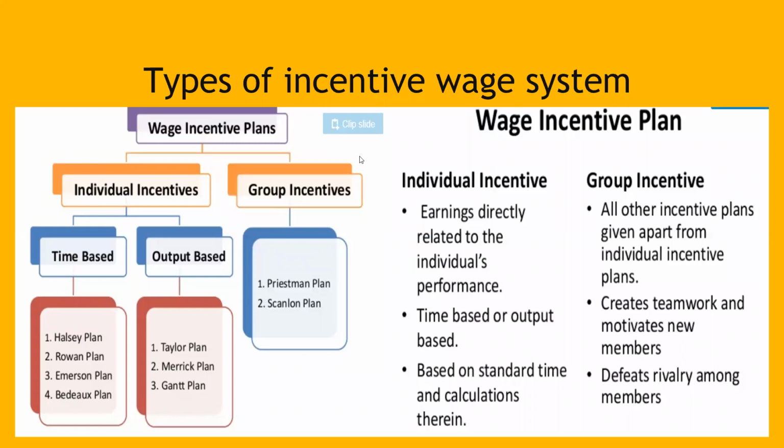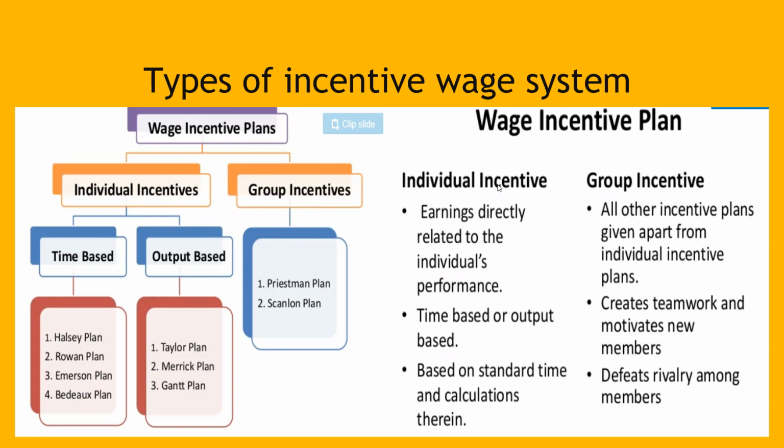Here you can see that wage incentive plans have been segregated into two broad categories. One is individual incentives, the other one is group incentives. Individual incentives is again classified as time-based and output-based. Time-based has Halsey plan, Rowan plan, Emerson plan, Widex plan. Output-based has Taylor plan, Merrick plan, and Gantt plan. Group incentives has Priestman plan and Scanlon plan.